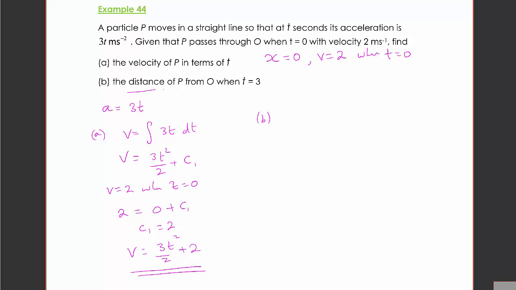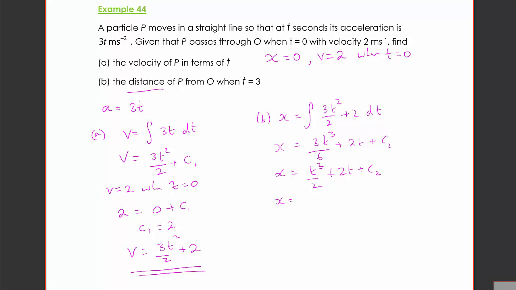So now we want an expression for the displacement if we're going to find distance. So x is going to be the integral of the velocity. So 3t squared over 2 add 2 dt. So that's going to be 3t cubed over 6, because the 3 goes onto the bottom, add 2t plus a constant which I'll call c2. So x is going to be t cubed over 2 plus 2t plus c2.